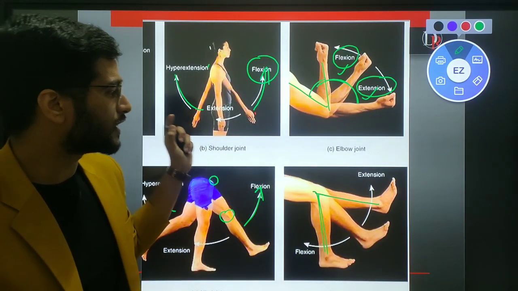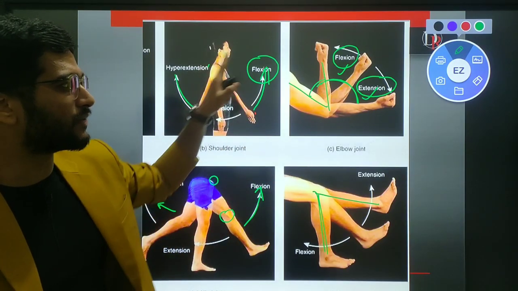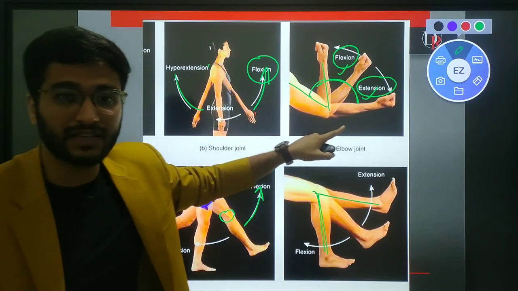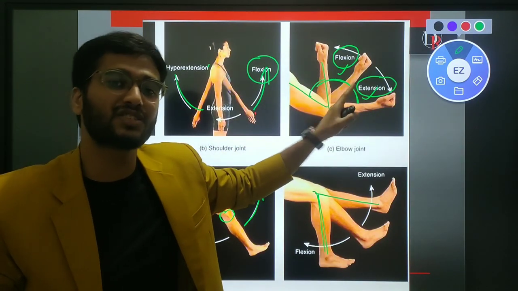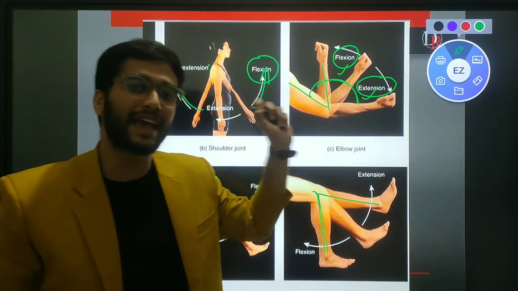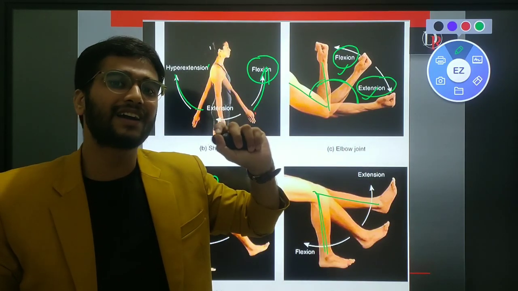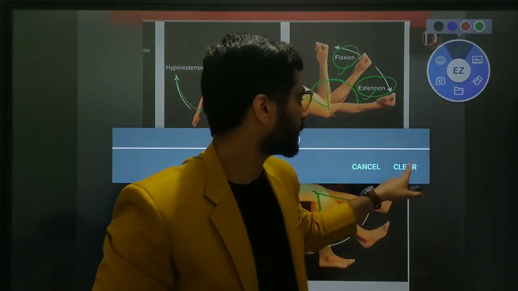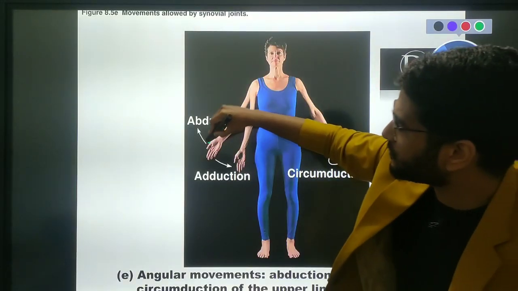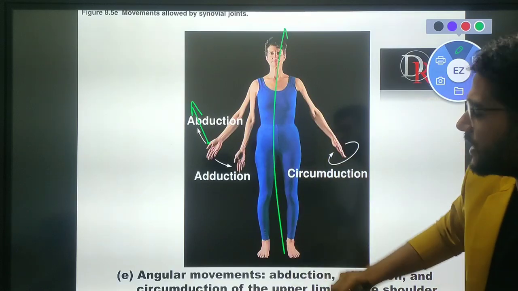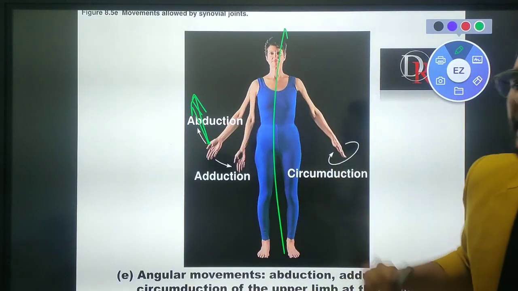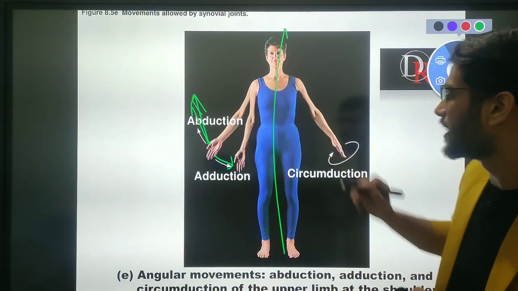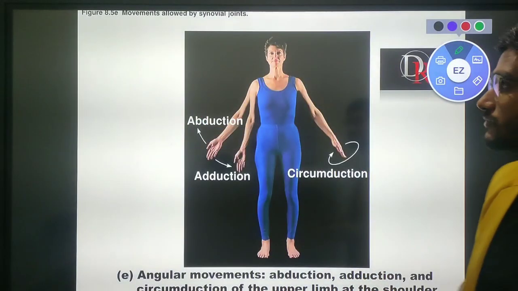So basically, the surface which results in flexion is known as the flexor surface, and the surface which results in extension is known as the extensor surface. The extensor and flexor differ as per the body part. Movement far from the midline is known as abduction, and movement toward the midline is known as adduction.